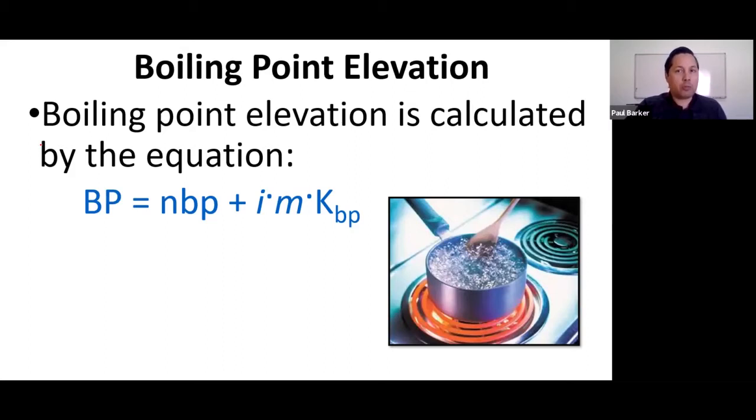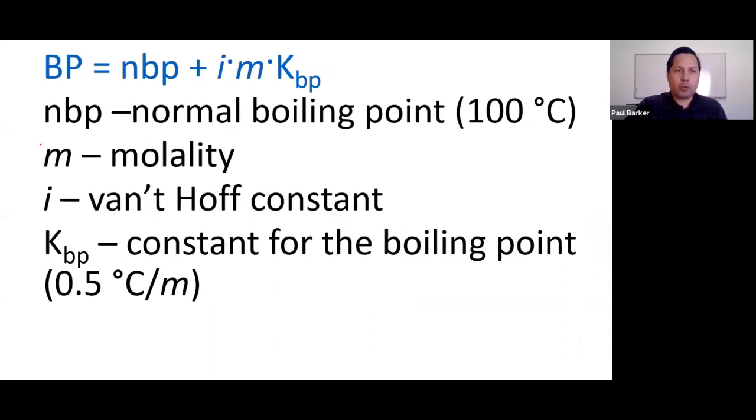Here's our formula. So boiling point elevation is calculated by the equation BP, for boiling point, is equal to the normal boiling point plus i times m times KBP. What are those? Well, NBP is the normal boiling point of water, and water normally boils at 100 degrees Celsius. m is molality, i is the Van Hoff factor or Van Hoff constant, and KBP is the constant for the boiling point, and for water, it is 0.5. Again, the NBP for water is 100 degrees Celsius, and the KBP is going to be 0.5.